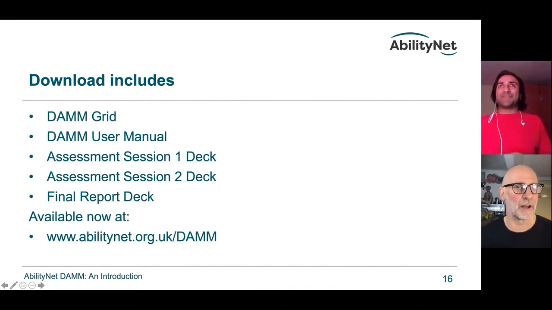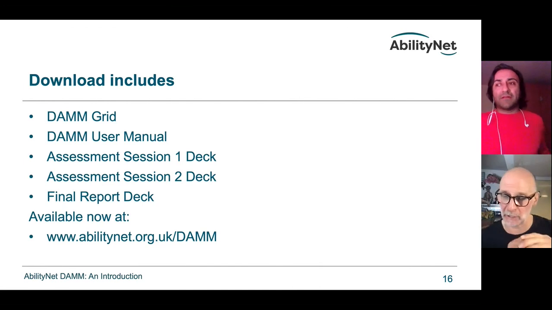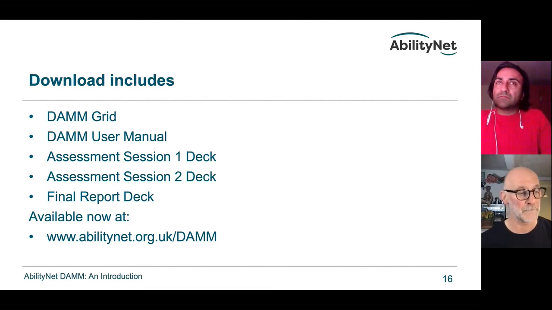So the final slide, the piece of information I'm sharing here, is what's in the download. There's a grid, that 5x5 with the criteria inside. It's actually in one spreadsheet for you to try and get your head around. There's a user manual, sharing some of the top tips that we've got, getting you closer to actually running the session processes yourself. There's a deck for session 1, a deck for session 2, and a final report deck. Hopefully they give you enough clues as to how you're going to fill in your version of that.